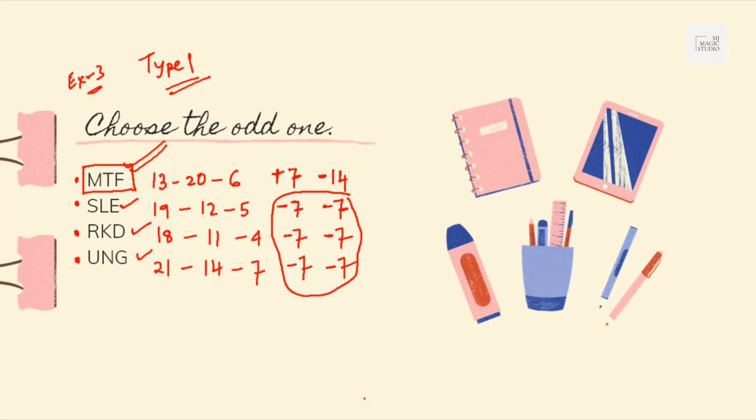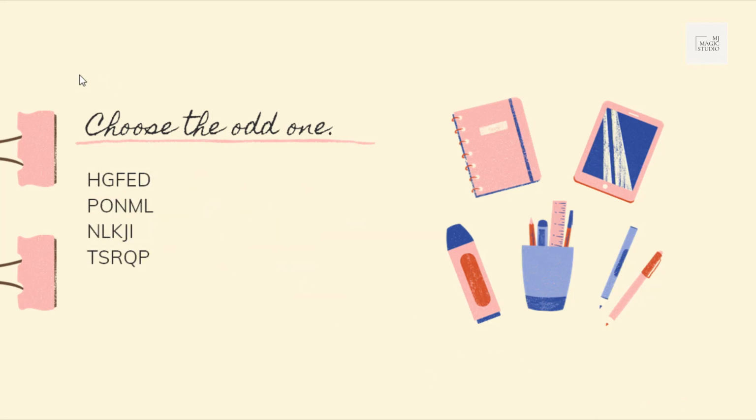The easiest way to crack these kinds of questions is to write the positional numbers for these alphabets, and then it becomes easy for us to find what kind of pattern they would be following. Okay, so example number 4, again I think this is from type 1. Four different groups of words are given. Let's try to identify the odd one.